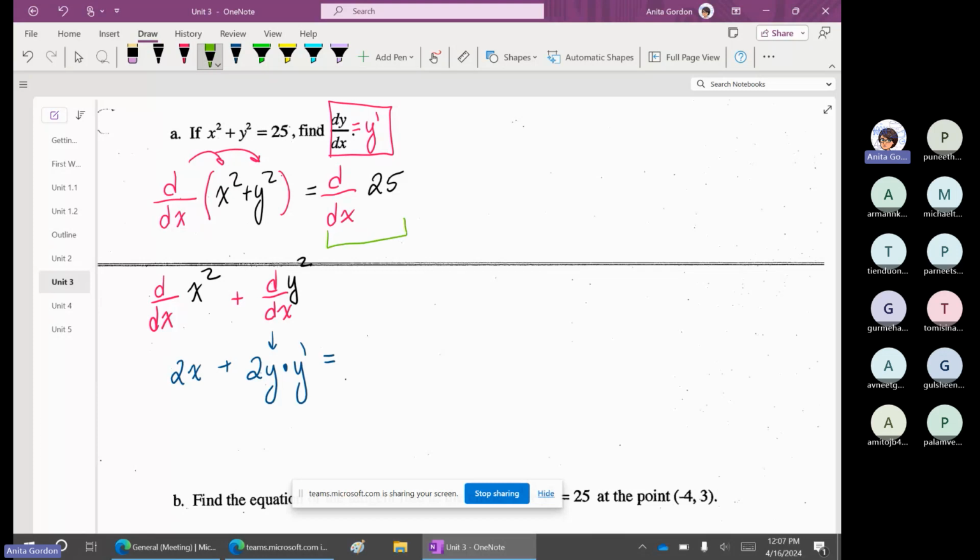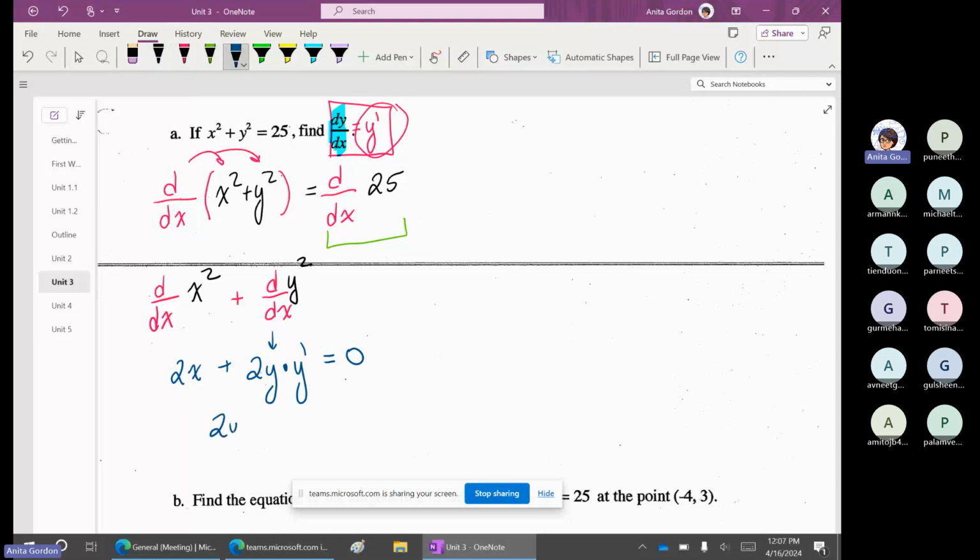What rule does this follow? Why is it 0? What's the rule called? Constant rule. Derivative of a constant is 0, so this is 0. So my goal is to find dy by dx, which is the same thing as y prime. So now I have the full derivative. I need to rearrange for y prime.